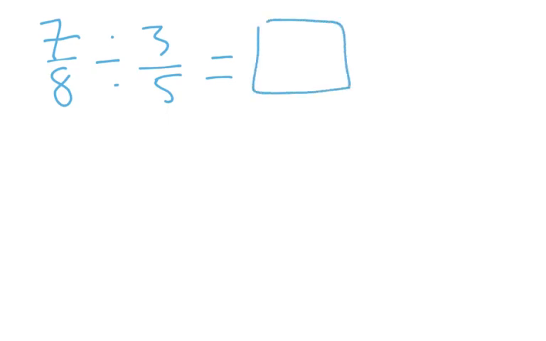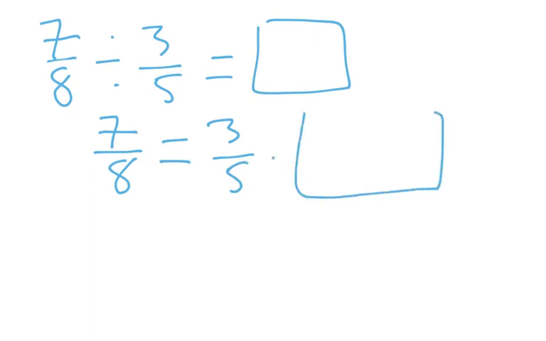The question was 7/8 divided by 3/5 equals what? We don't know. But it is whatever you would have to multiply 3/5 by to get 7/8. What goes in this box here?